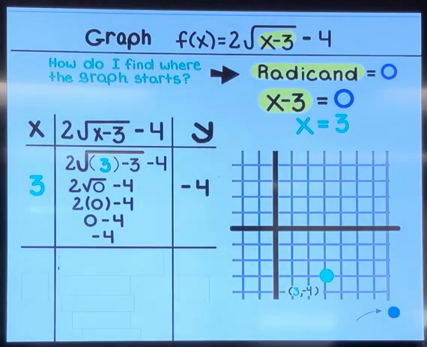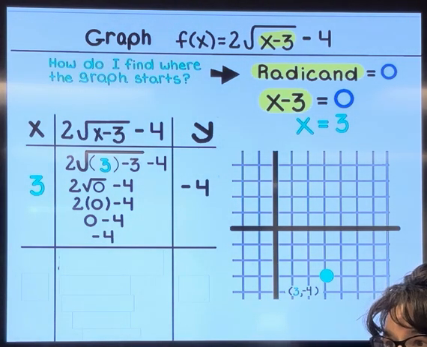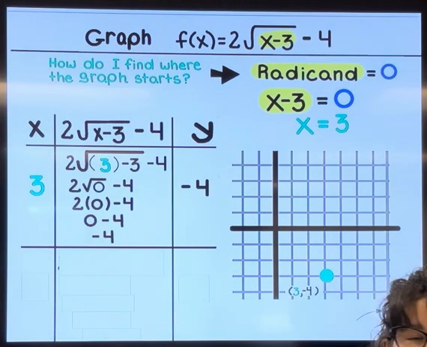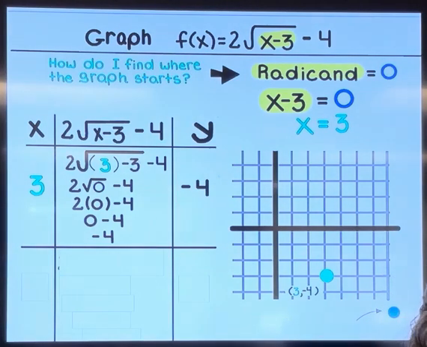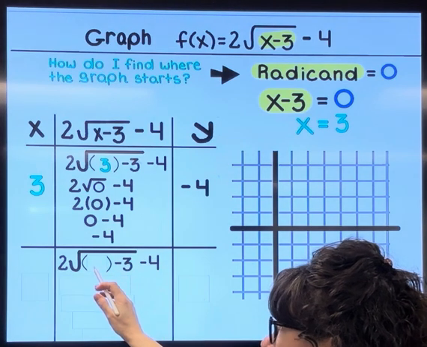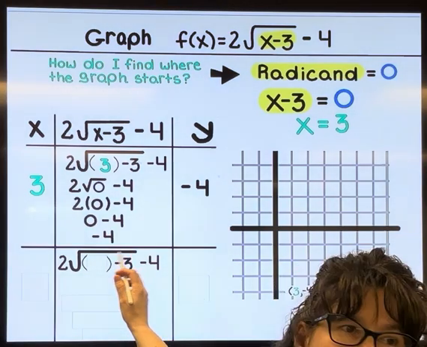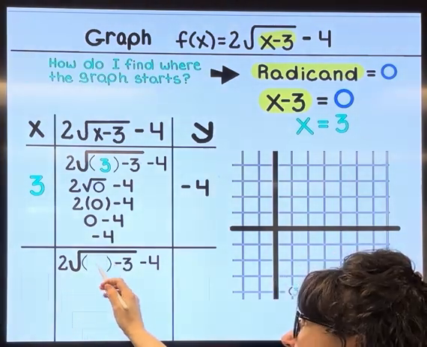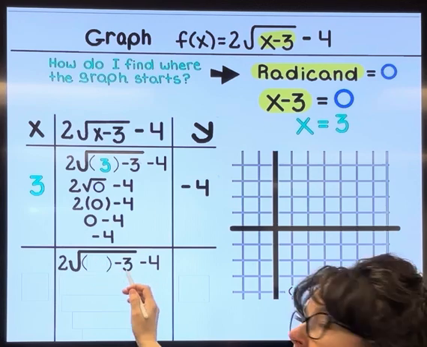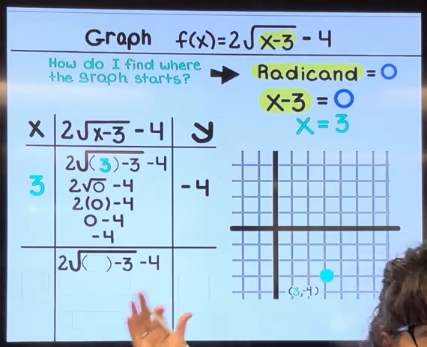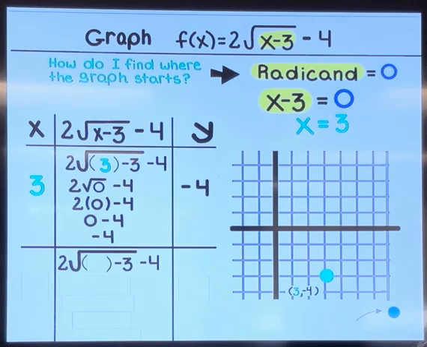Now I want to select numbers kind of close to 3, but also keeping in mind I'd like some numbers that I take the square root of, like the square root of 4 is 2, the square root of 9 is 3, the square root of 16 is 4. That would be my preference. So when I go to pick a number this time, I would really like to, again, have a perfect square answer under there. Like, what could I pick so that my answer is 1? Because the square root of 1 is just 1. So I'm going to pick 4 to substitute in.